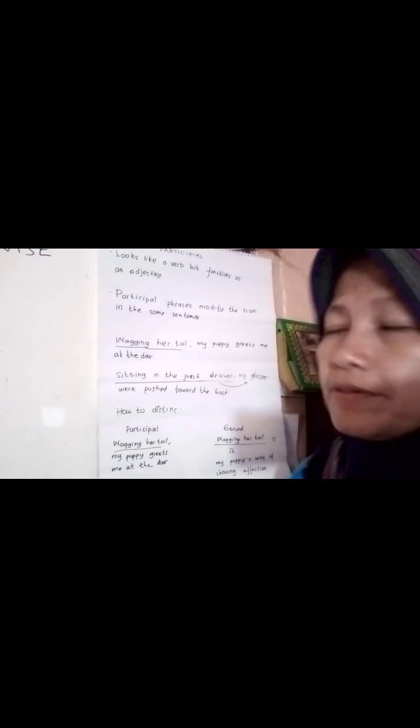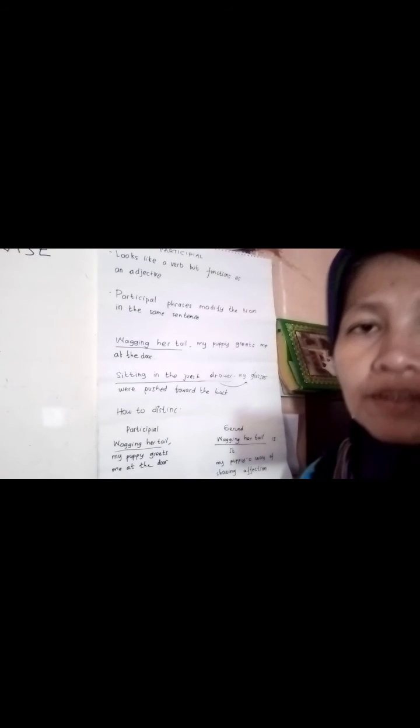The next phrase is the participle phrase. It looks like a verb, but its function is an adjective. Participle phrases modify the noun in the same sentence. The example is: wagging her tail, my puppy greets me at the door. Wagging her tail is a participle phrase.